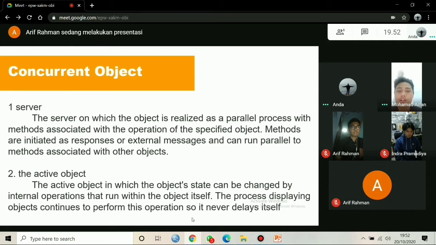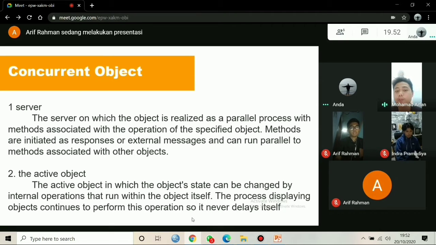Concurrent objects. One, server. The server is an object implemented as a parallel process, with methods associated with the operation of the specific object. Methods are initiated in response to an external message and can run in parallel with methods associated with other objects.